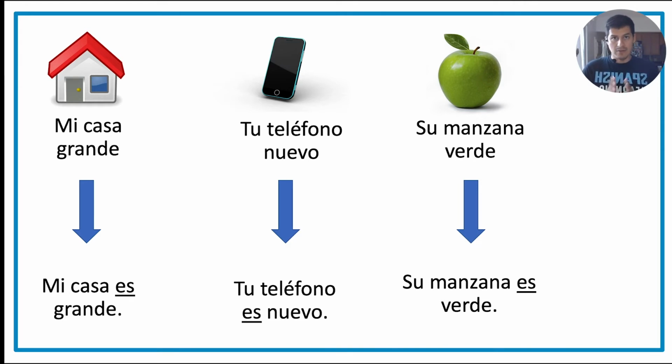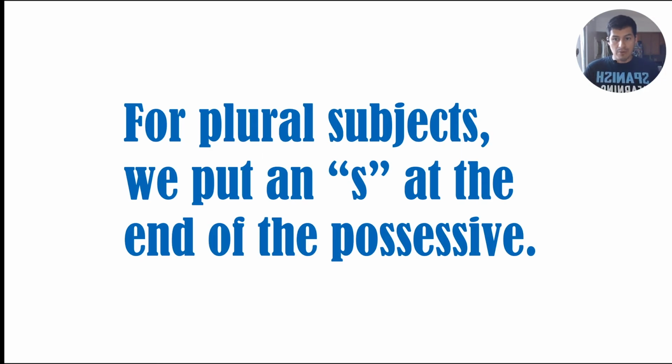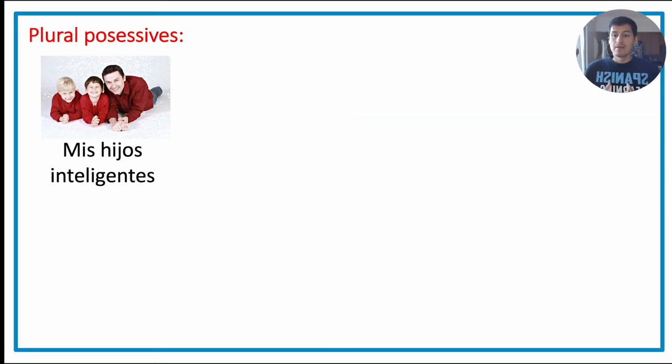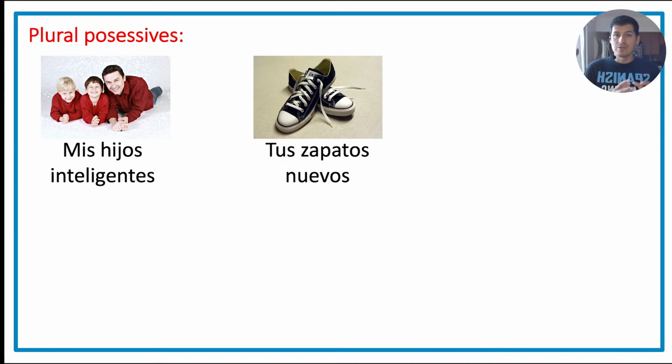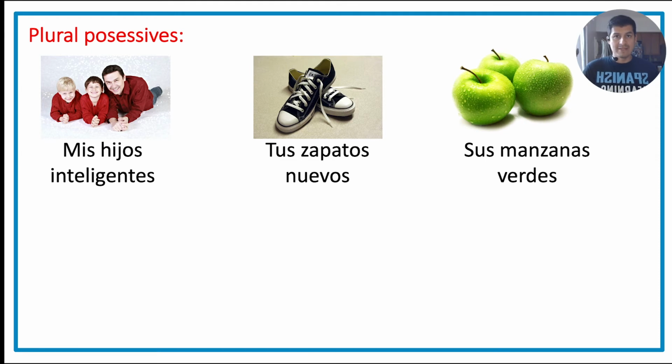You might have noticed that so far we have only talked about singular objects. A house, a phone, an apple. That's because the possessive changes a little bit when we are talking about multiple objects, the plural. When we are talking about multiple objects, we put an S at the end of the possessive. For example, mis hijos inteligentes. Tus zapatos nuevos. Sus manzanas verdes.